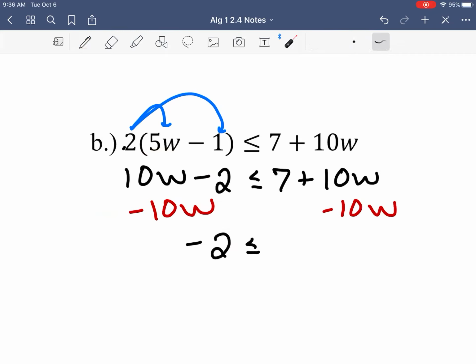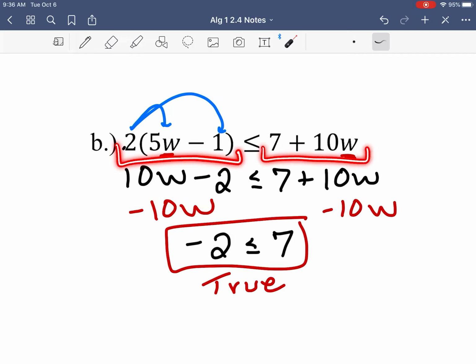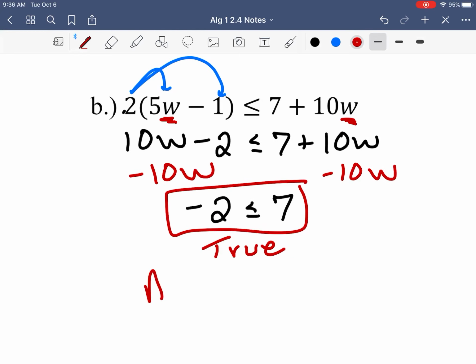Less than or equal to. And on my right side, that is also 0. So I'm left with a 7. But unlike the last problem, what remains here, negative 2 is less than 7, is a true statement. This right here is true, which tells me no matter what number I pick, any number in the whole entire world, when I put it in here for w, for both sides, the left side will always be smaller than the right side, no matter what number I pick. So this tells me that any number will work. So we'd say any real number.